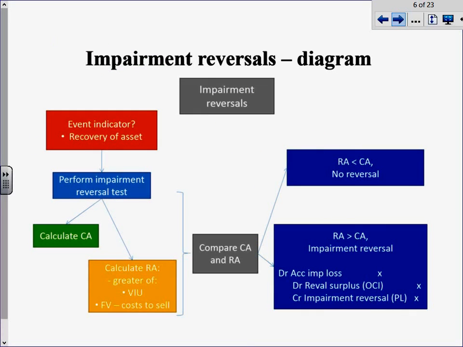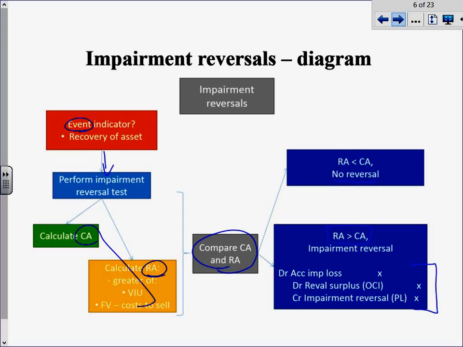Impairment reversals. So here we must have an asset that was previously impaired. That's important. You look for an event indicator that the impairment should be reversed. If there is an indicator of such an event, you will then perform an impairment test, which means calculate carrying amount, calculate recoverable amount. Recoverable amount, greater of value in use, or fair value minus cost to sell. Compare the two, and if recoverable amount is still smaller than carrying amount, no reversal. However, if the recoverable amount is greater than the carrying amount, you will reverse out your impairment.